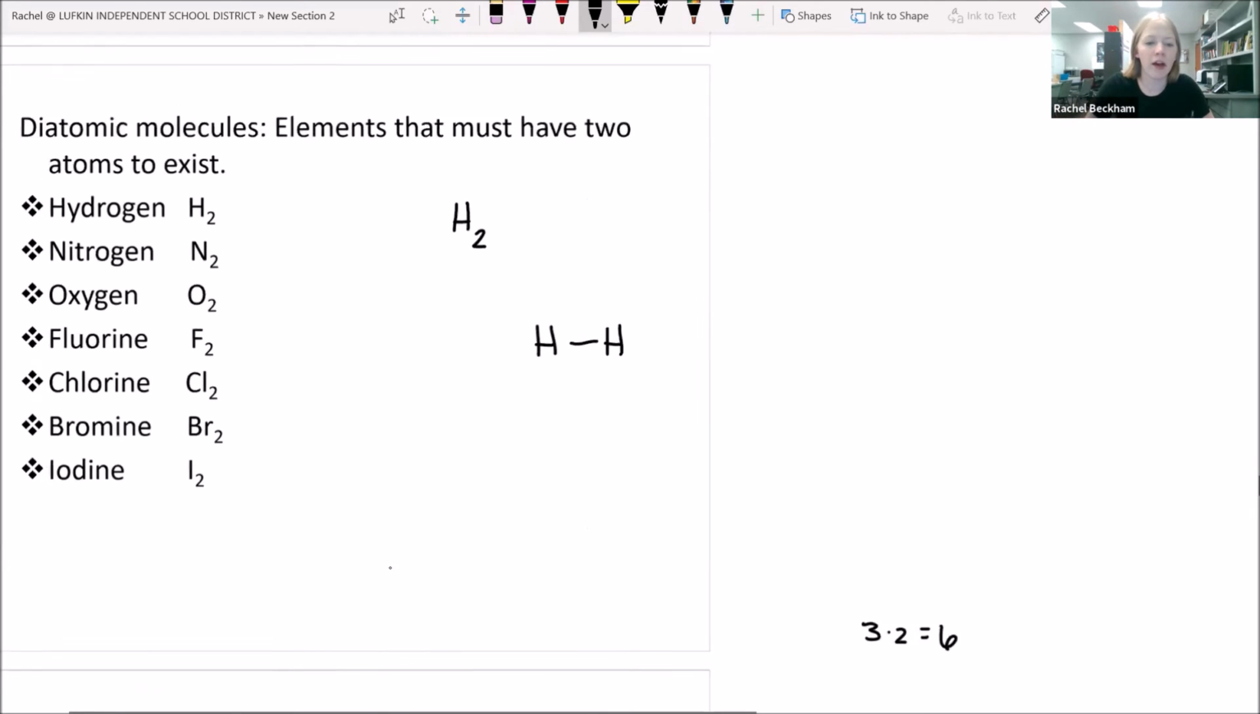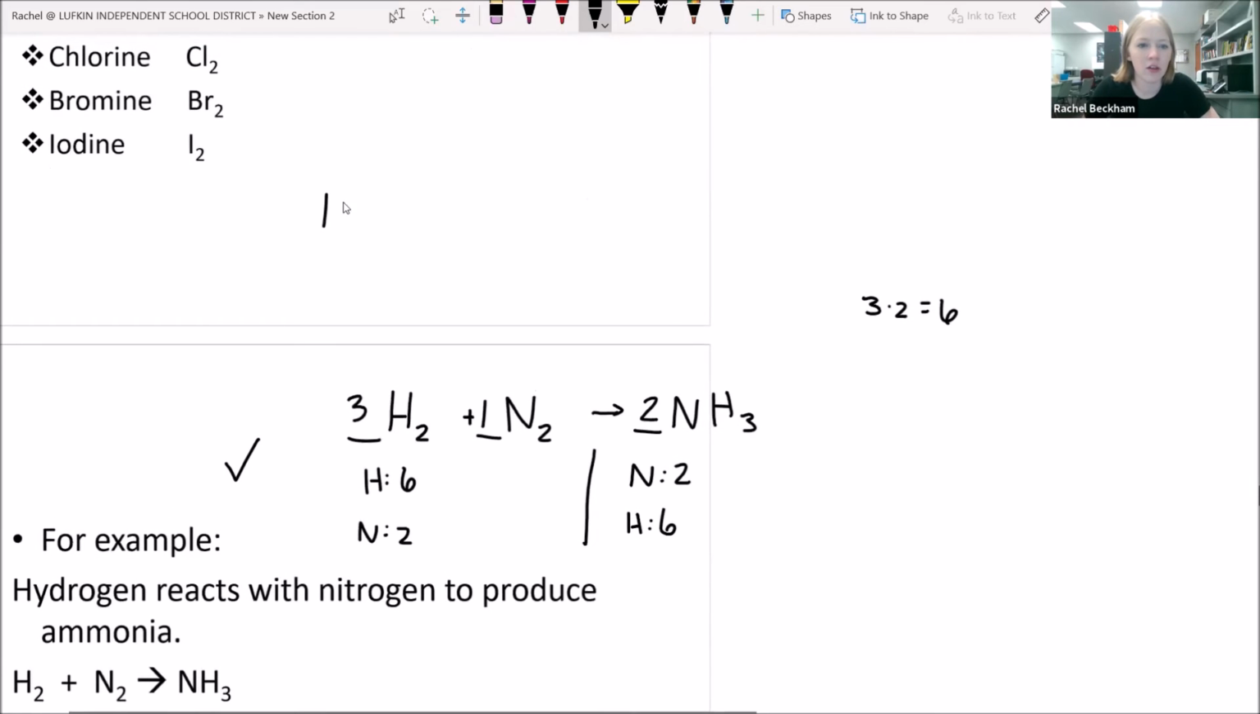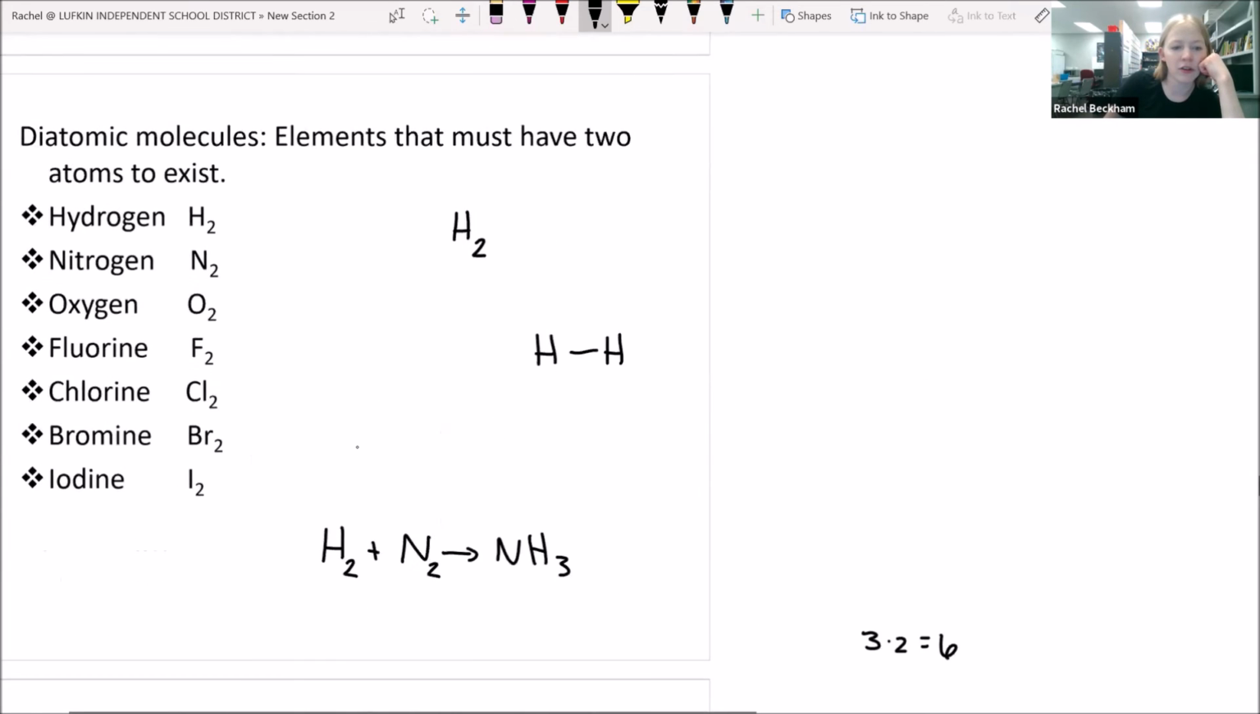So when you have a reaction like this one right here, you would never have H plus N combining to form NH3 because N never exists by itself. It's always doubled. And H always exists doubled. And so that's why we put a little double there for each of them. Okay, so all of these you need to write down in your journal.